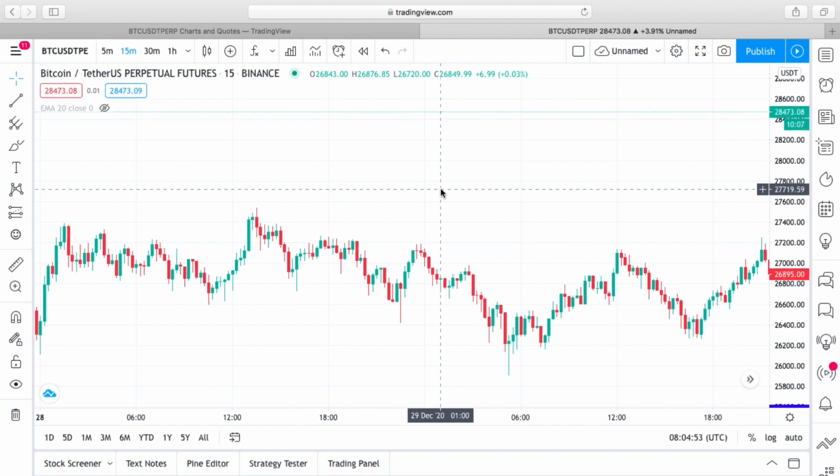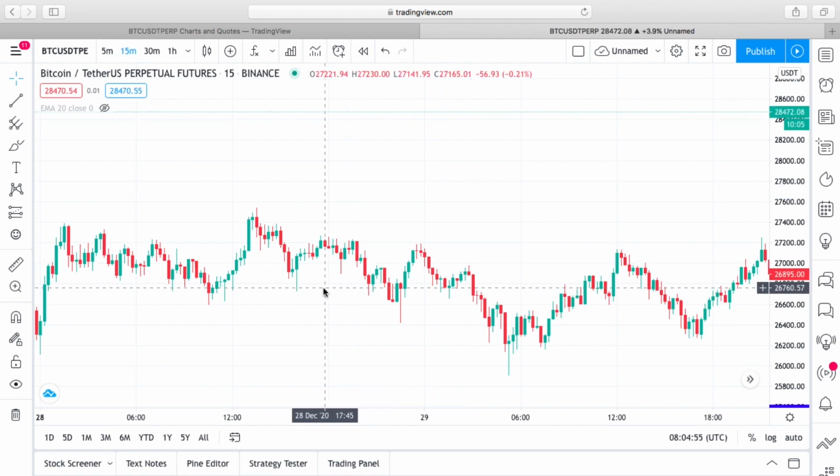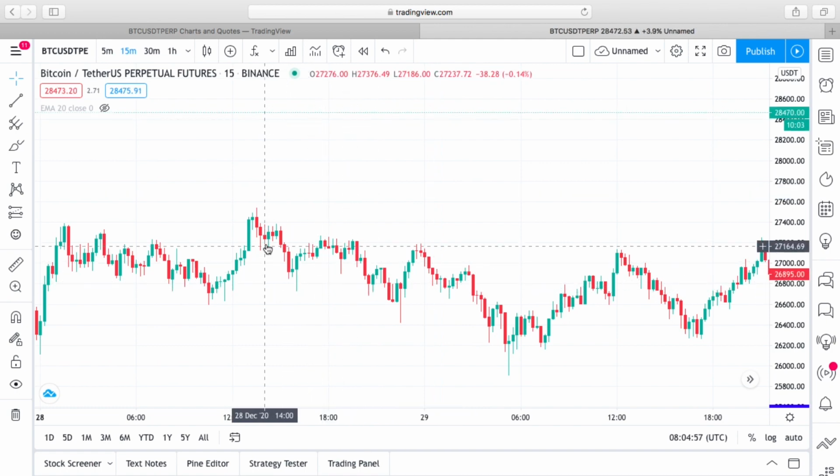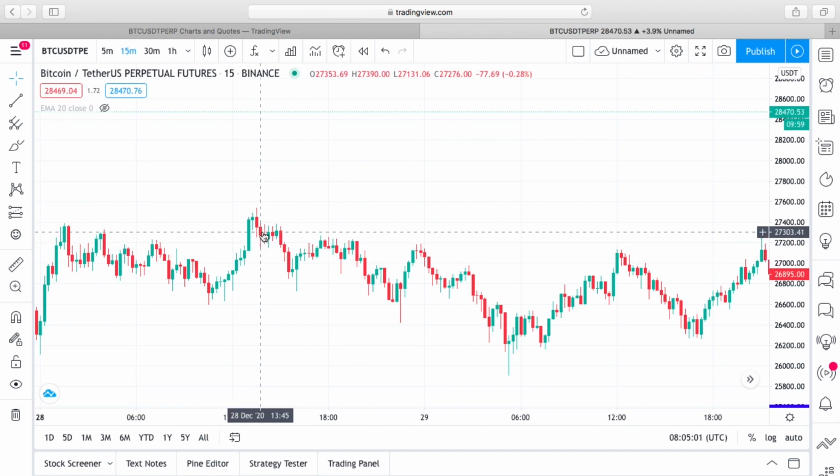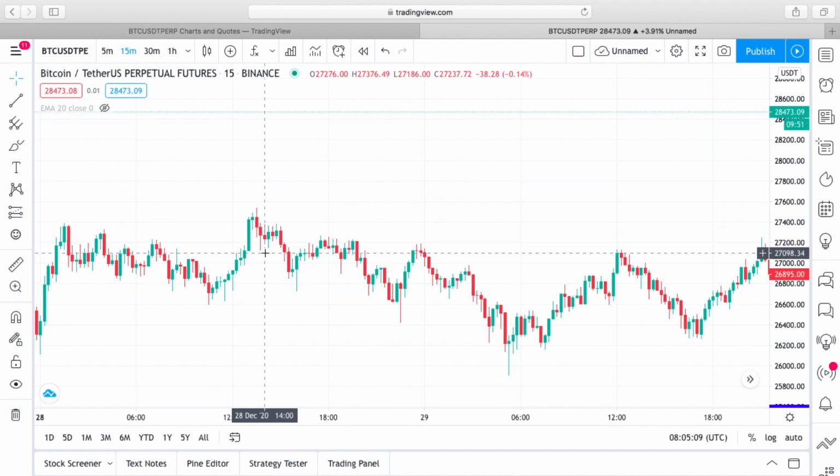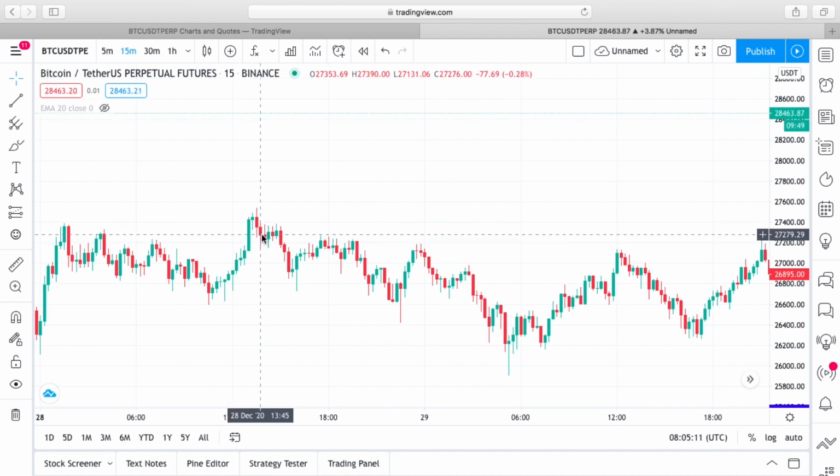What I want you all to understand is, whenever you see this tiny line, let me just call it a tiny line, but it is called a wick, W-I-C-K. Whenever you see this tiny line like this, what it is telling you is that the price actually got to this level before closing at this level.